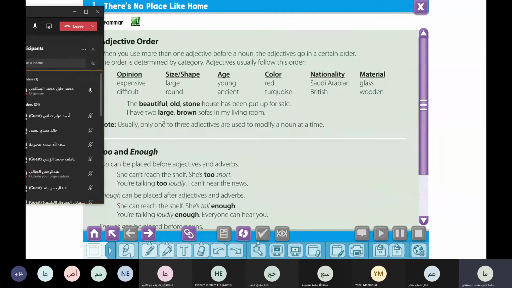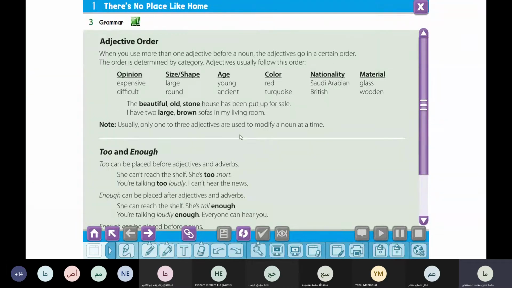Large, brown. You have to take into consideration the commas. We have to put commas after each adjective. And usually only 1 to 3 adjectives are used before a noun at a time. Just 3 adjectives, no more. From 1 to 3 adjectives are used to modify a noun at a time. So this is about the structure that we have in our book.